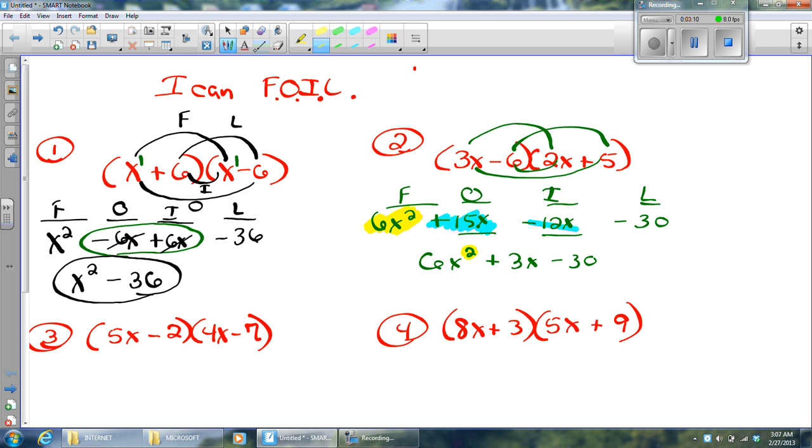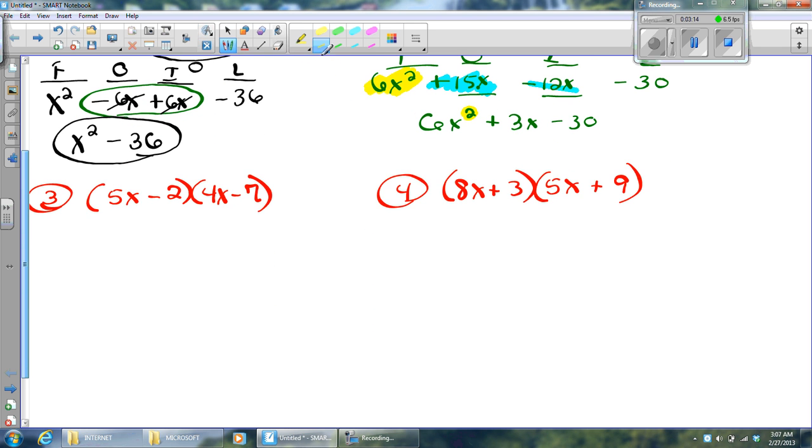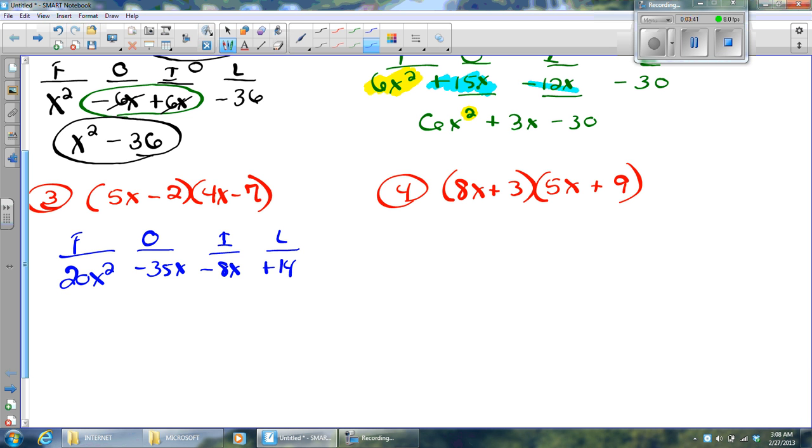Okay. All right. Let's try number 3. If you haven't done it yet, please pause the video. If you have, here comes my solution. I'll do this one in blue. Firsts are going to get me 20x squared. Outers are going to get me -35x. Inners are going to get me -8x. Doesn't look much like an eye. And the lasts are going to get me +14.